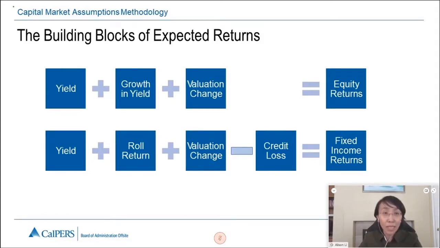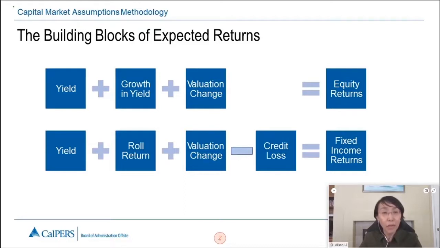Thus, growth is not a separate block. However, growth factor does affect future yield curve and future credit spread. Future yield curve is input to the yield block because here yield refers to average yield between now and the end of the forecast horizon. And future yield curve and future credit spread are inputs to the valuation change block.